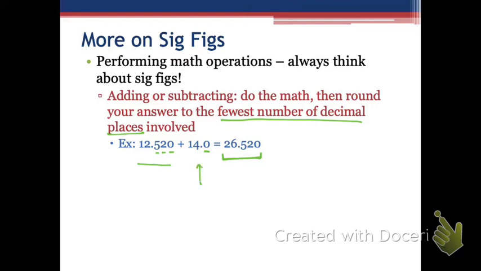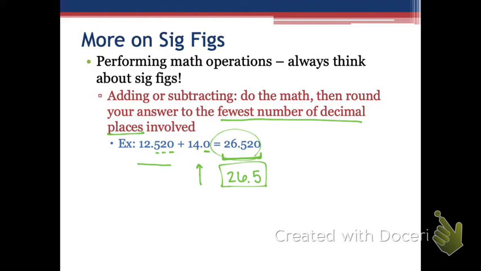So this one is my least precise measurement. So my answer only gets to have 1 decimal place. So where should I round my answer to make it correct? 26.5, and that's it. Okay, that's it. We just round our answer to have the correct number of decimal places.